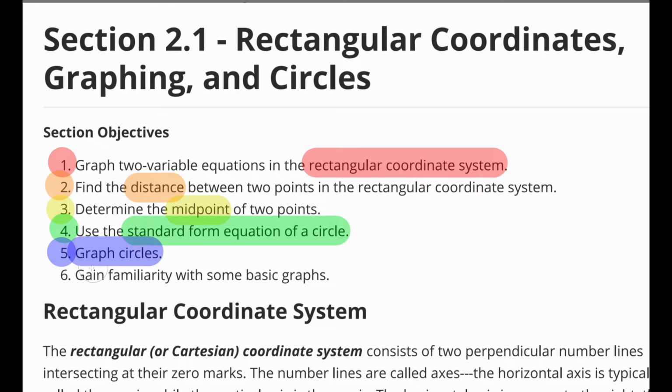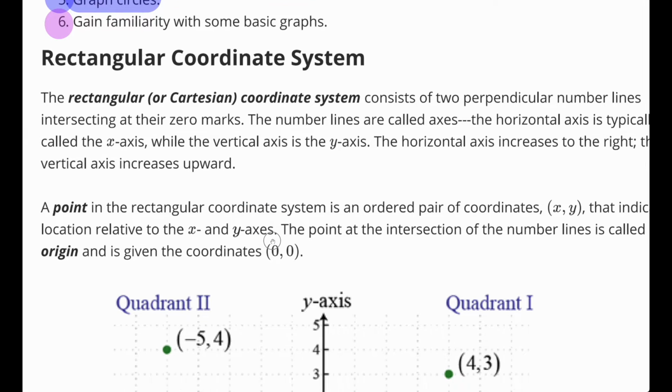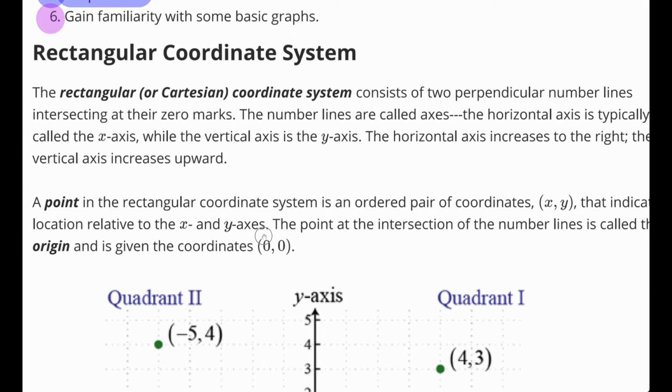And then the last one, gain familiarity with some basic graphs. We're going to be doing that with linear, quadratic, cubic, that sort of thing, as well as graphing circles. All right, so the first thing we're going to go over is that rectangular coordinate system, also known as the Cartesian coordinate system, or again, just the XY coordinate plane.